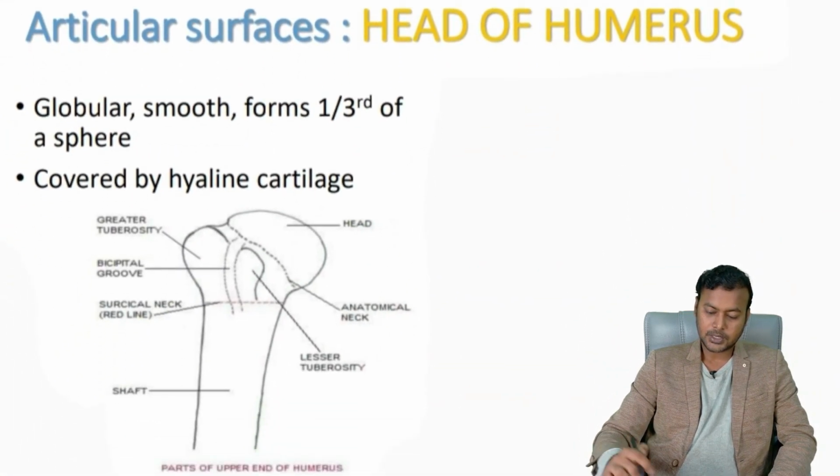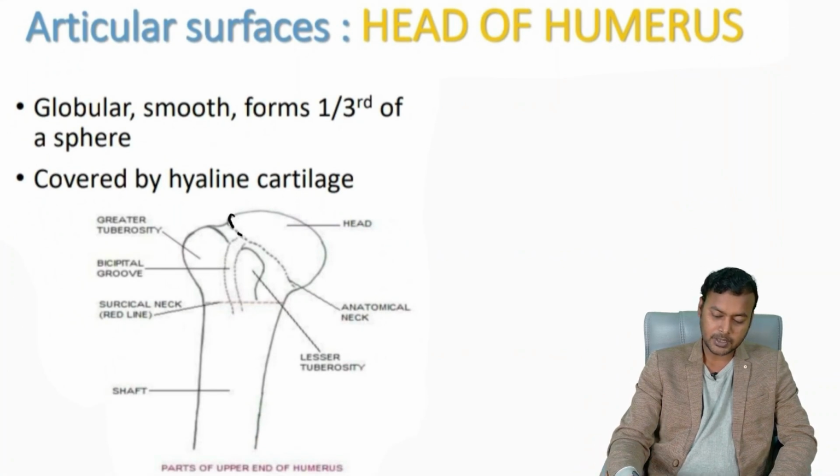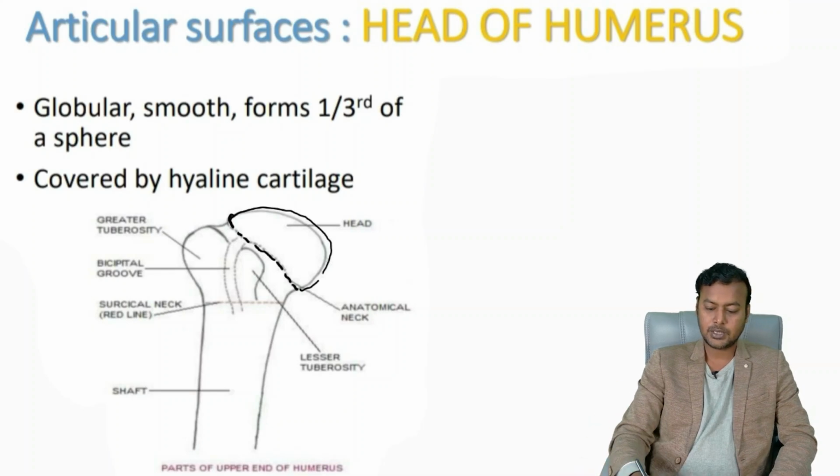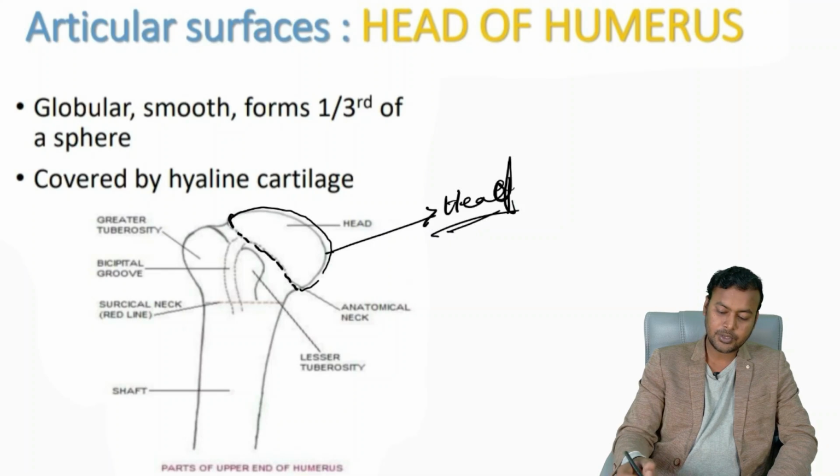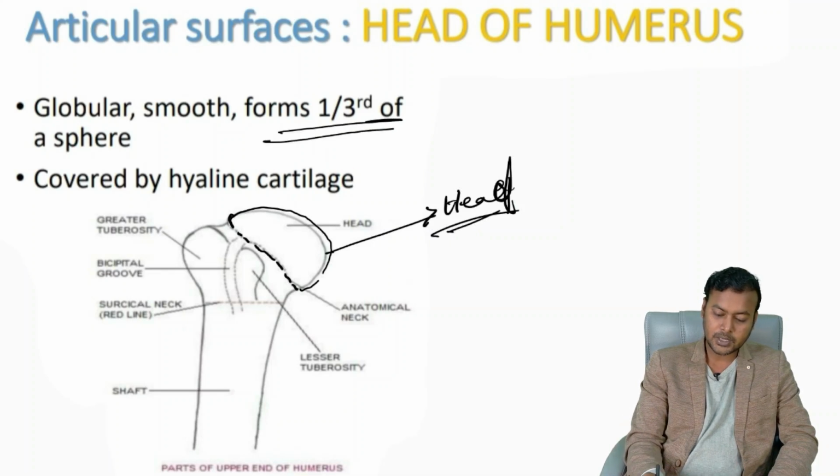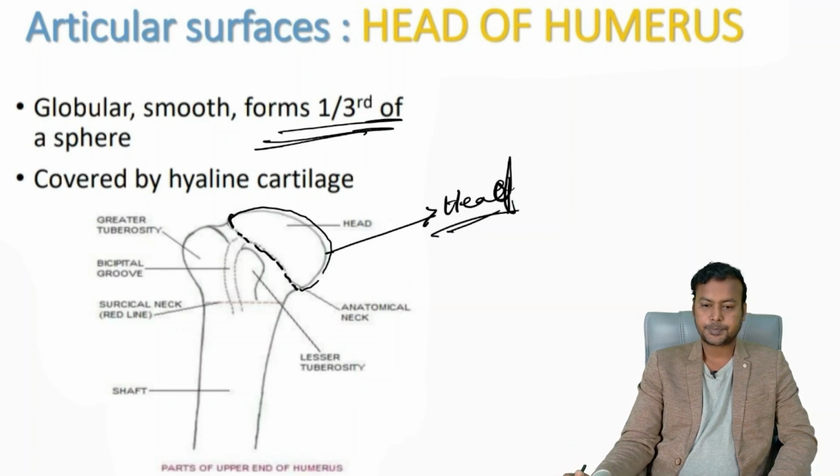The other articular surface is the head of the humerus. So, this globular part is known as the head of the humerus. Students, this head of the humerus forms 1/3 of the sphere, and it is also covered by hyaline cartilage.